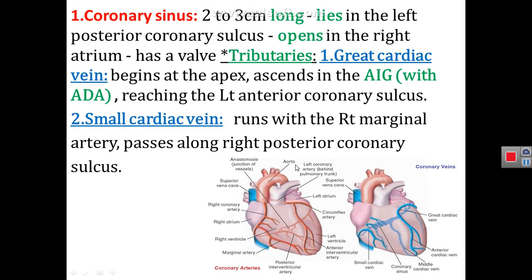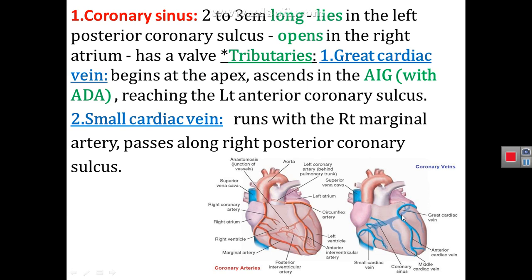Starting with the coronary sinus, which is this one in the figure, we have to say that the coronary sinus is a large vein, about 2 to 3 centimeters in length. It lies in the left posterior coronary sulcus. It opens directly into the right atrium, and I think you have seen the opening of the coronary sinus, which is guarded by a valve.